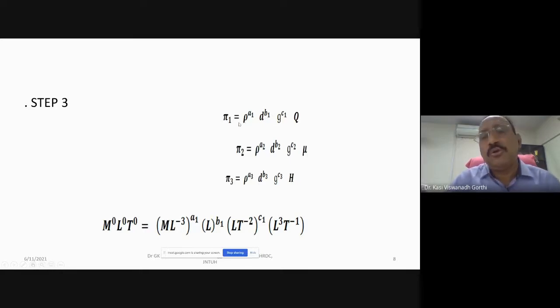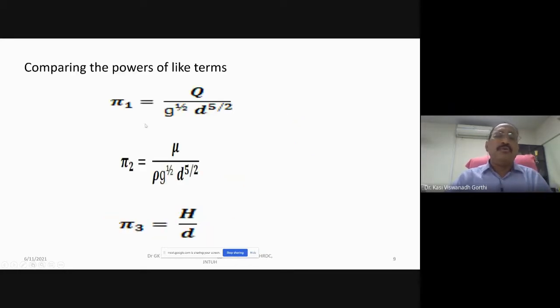So substituting those numericals here, you will be able to solve for the pi values: pi 1 is equal to Q by g to the power half d to the power 5 by 2, pi 2 is mu by rho g to the power half d to the power 5 by 2, and pi 3 is h by d. So you got the values of pi 1, pi 2, pi 3.